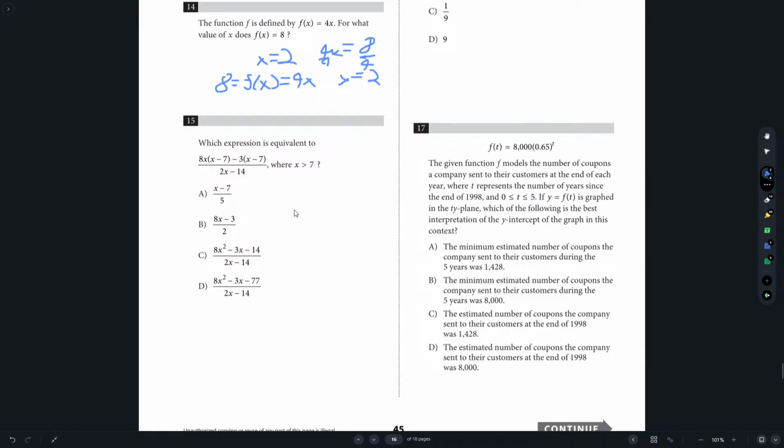It looks like I'll probably have to be multiplying this out. Maybe there's an easier way. So we can pull out this x minus 7 on top, and we have x minus 7 times 8x minus 3, and then on the bottom, 2x minus 14 is just 2 times x minus 7. So we can remove the x minus 7s, and we get 8x minus 3 over 2, which is B.